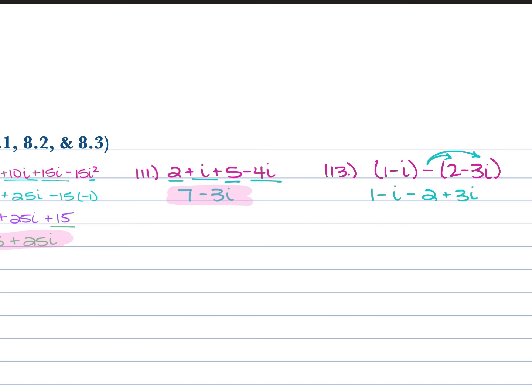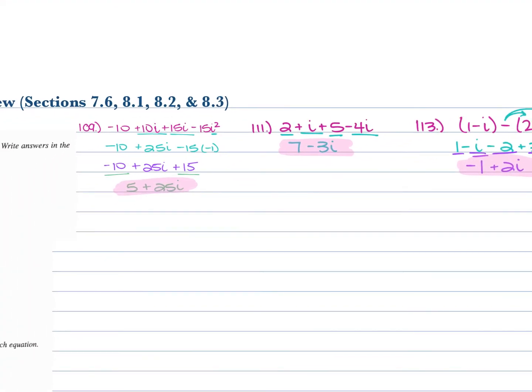From here, combine your like terms. Start with the 1 and the negative 2. 1 minus 2 is negative 1. Then move to the negative i and the 3i, which gives you a positive 2i. It's in a plus bi form, so that is your answer. The next question we're going to look at is number 120.